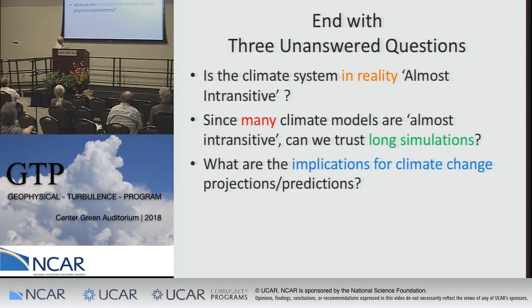I want to end with a few questions. We know climate models might be almost intransitive because of this behavior of switching between a frozen North Atlantic and a thawed North Atlantic. But is the climate system in reality almost intransitive? Could this happen at any time? Since many climate models are almost intransitive, can we trust any long simulations? Because one of the difficulties is if the system is really almost intransitive, you never know if you sampled the system long enough to actually go into multiple basins of attraction.